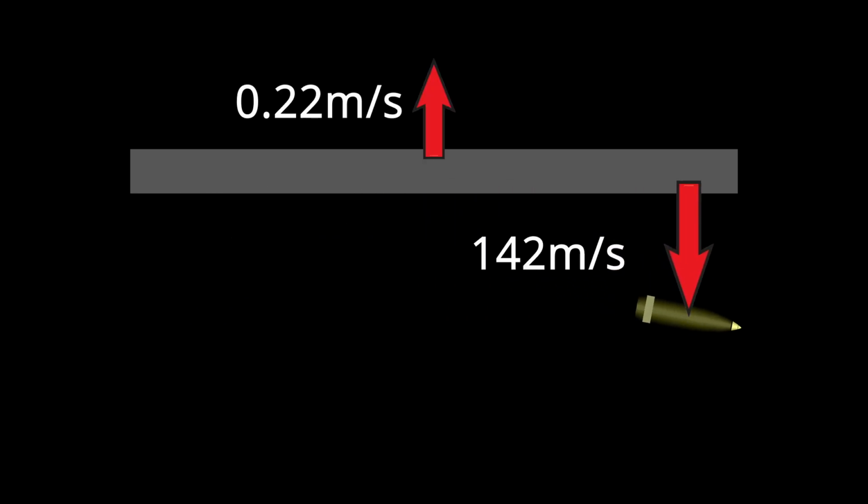Let's say then that the shell bounced back at a velocity of 142 meters per second. Doing the math leads us to find that the T-55 would be knocked back at a velocity of 0.22 meters a second.